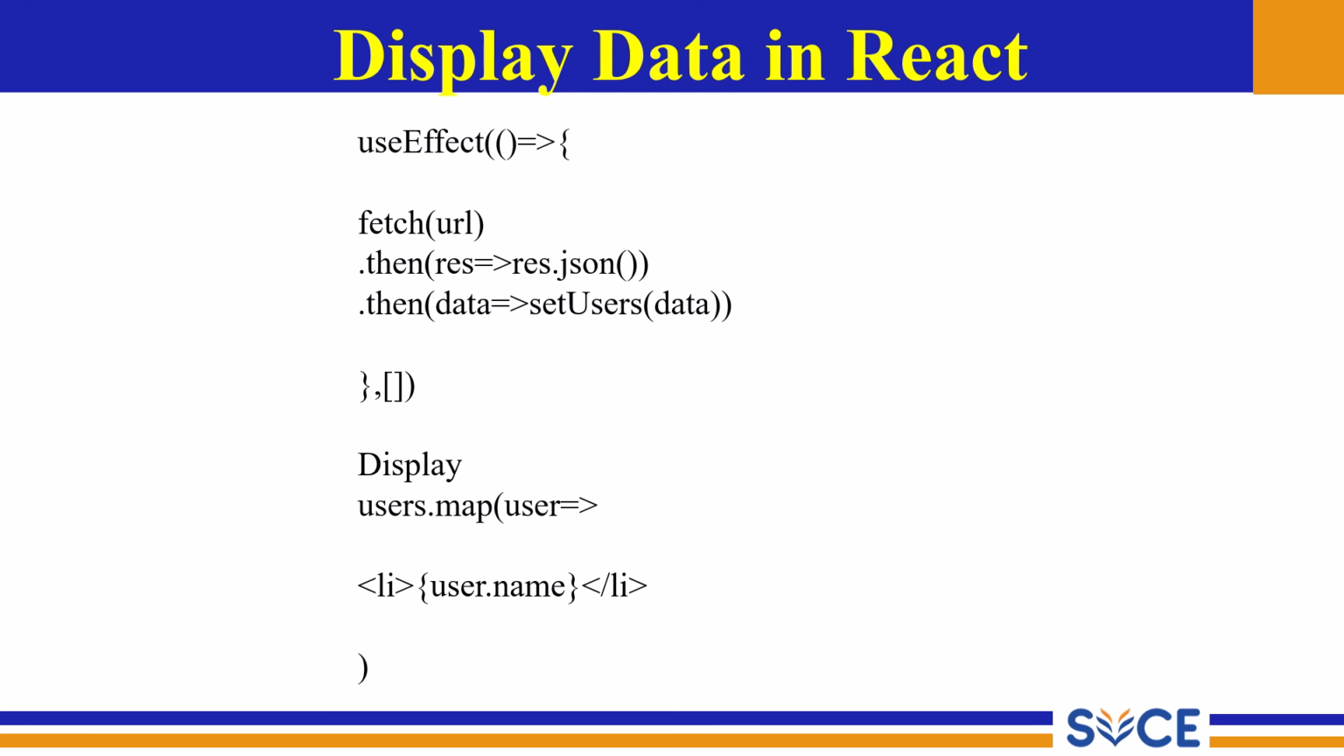The setUsers function: when data arrives, we store it inside the users state variable. React automatically updates the UI. No manual refresh is required. The map function loops through every user. Each user's name is displayed as a list item. Actually, React immediately displays all the information. No code modification is required. This is why React is called a dynamic UI library.